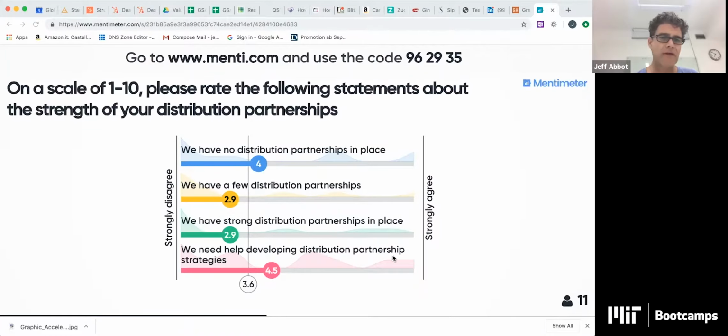Yeah, so distribution is definitely a common challenge, and as we can see from the results being displayed on the screen, even though a large number of the respondents have some partnerships in place, or even strong ones, everyone still feels that they need a little bit more help thinking through this. You have been heard.